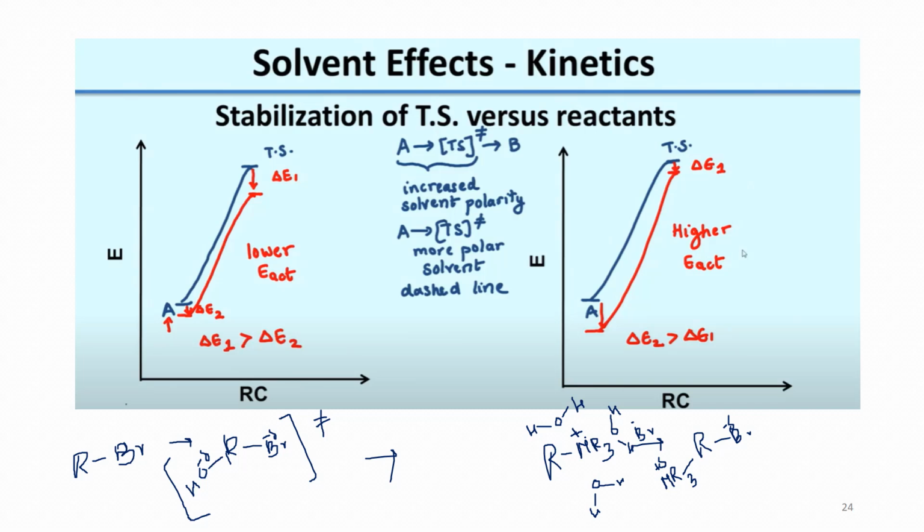So what is the conclusion of this topic? Whenever our transition state is more polar than our substrate, it will get more stabilized by a polar solvent, and because of that, there is a reduction in activation energy. But if your substrate is more polar than your transition state, then by addition of a polar solvent, the substrate will get more stabilized than the transition state, and because of that, there will be less reduction in activation energy in the reaction. Okay.